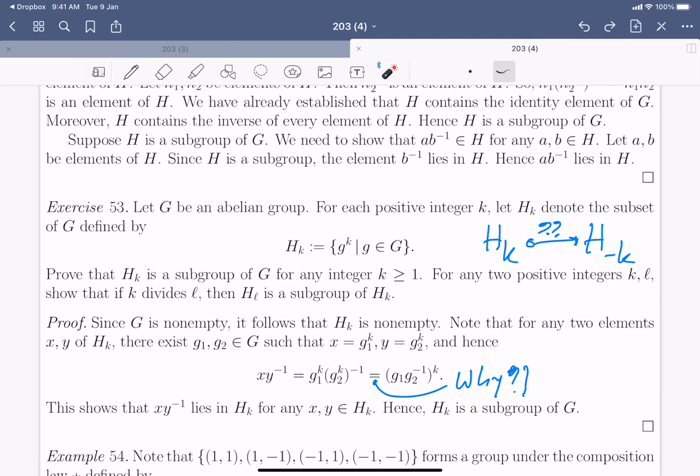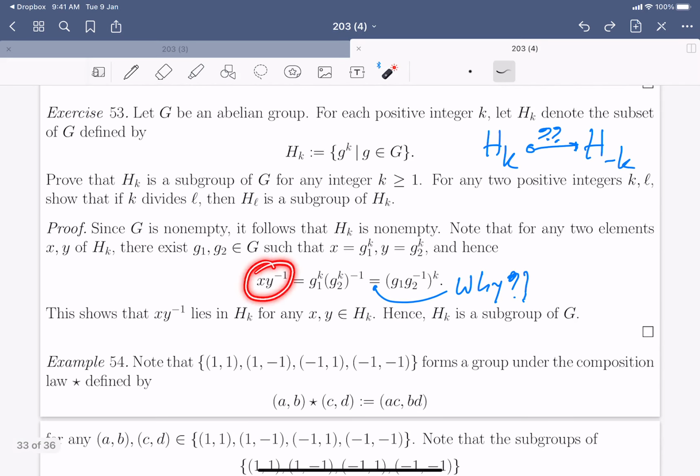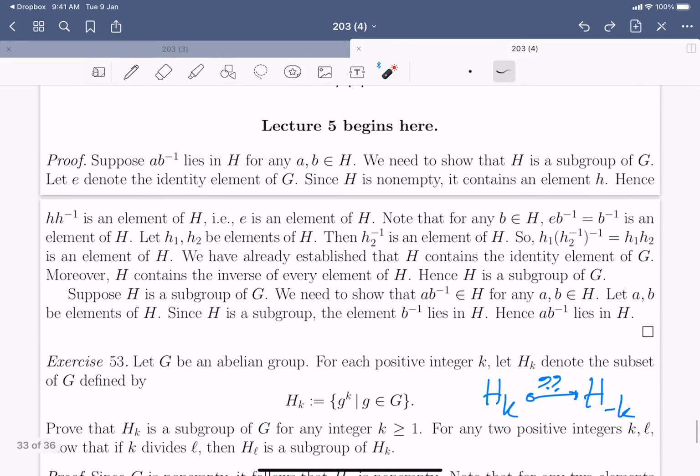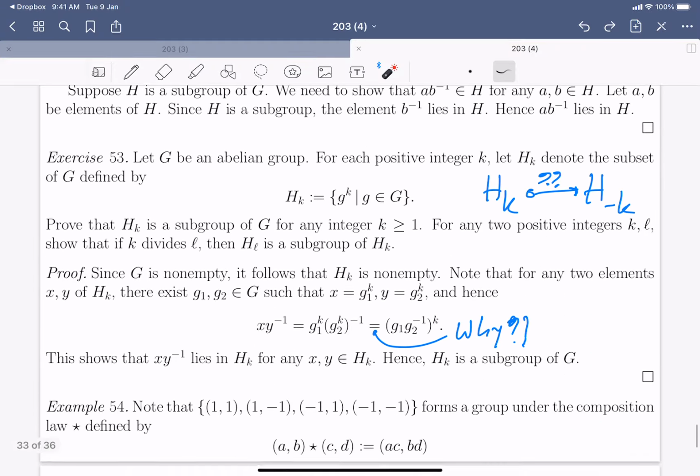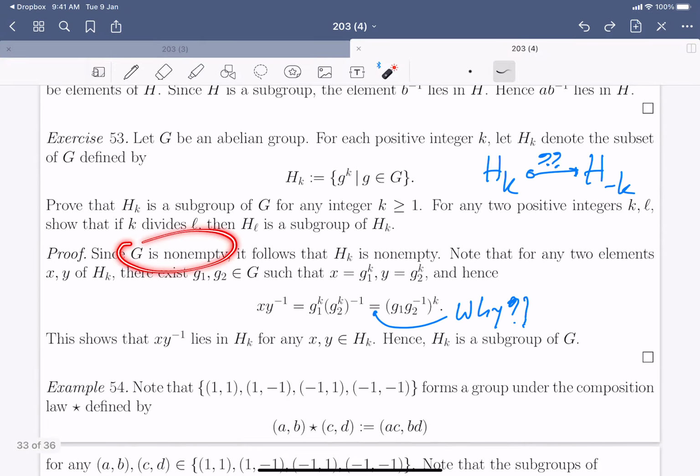What we have done is that we have picked two arbitrary elements x and y from HK. We have proved that xy inverse lies inside HK, and then by theorem 52, we cannot say that H is a subgroup of G unless we verify that H is a non-empty subset of G. That is something easy to see. Since G is non-empty, there is an element inside G, you take its kth power, so HK has to be non-empty. This is quite elementary, but this is something that one has to observe first and one has to point out, okay? Great.